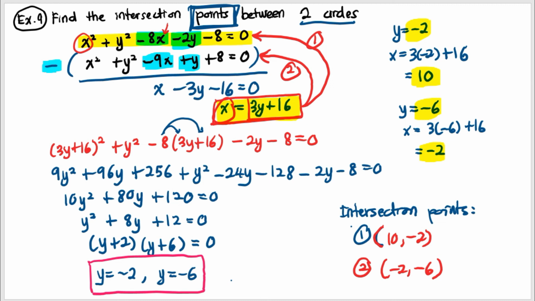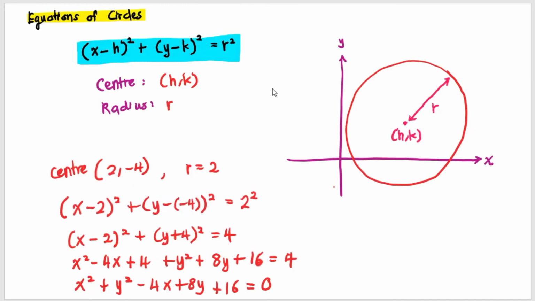So we are done with this one. Basically that's the equation for the circle. Recall that we have the equation for the circle, which is given by x minus h squared plus y minus k squared equal to r squared, where the center of the circle is (h, k) and the radius is given by r. So that's it. Thank you.